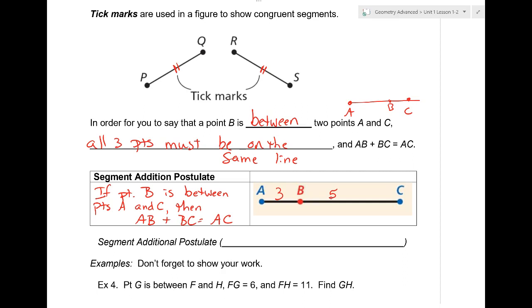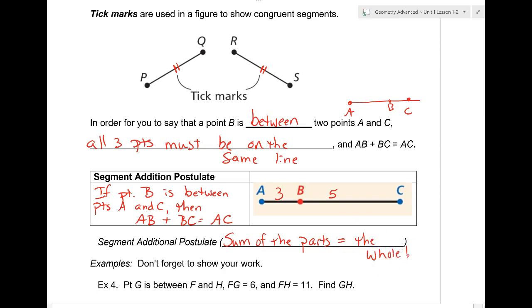So how about if we had a phrase instead of this whole long formal thing to memorize? Wouldn't it be nice if we just had a quick phrase? All right, I have one for you, and you can use it. If I say, what is the basic idea of the segment addition postulate? You could actually say this for me. How about the following? Sum of the parts equals the whole.